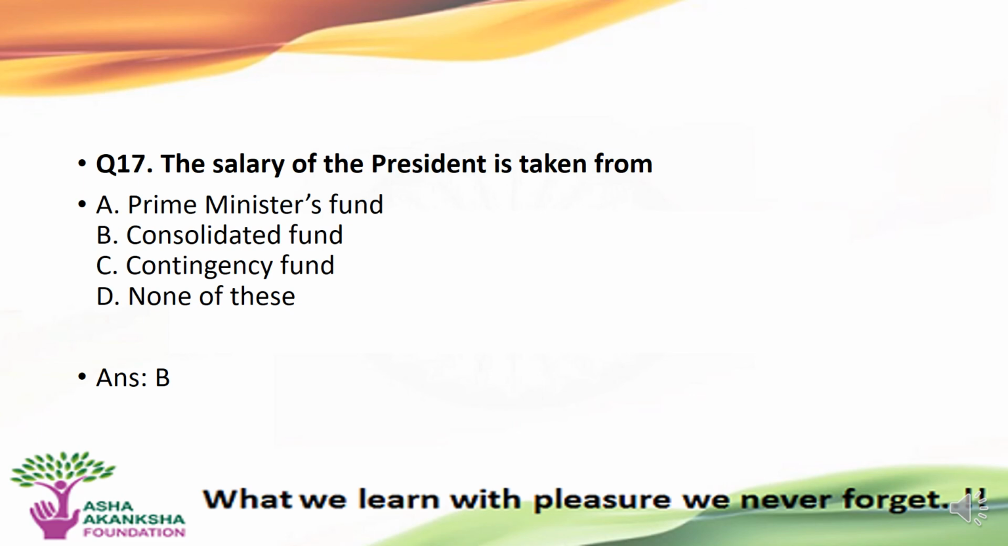The next question is the salary of the president is taken from which of the following? Options are A. Prime Minister's Fund, B. Consolidated Fund, C. Contingency Fund, or D. None of these. The correct answer to this question is option B, that is salary of the president is taken from the Consolidated Fund.